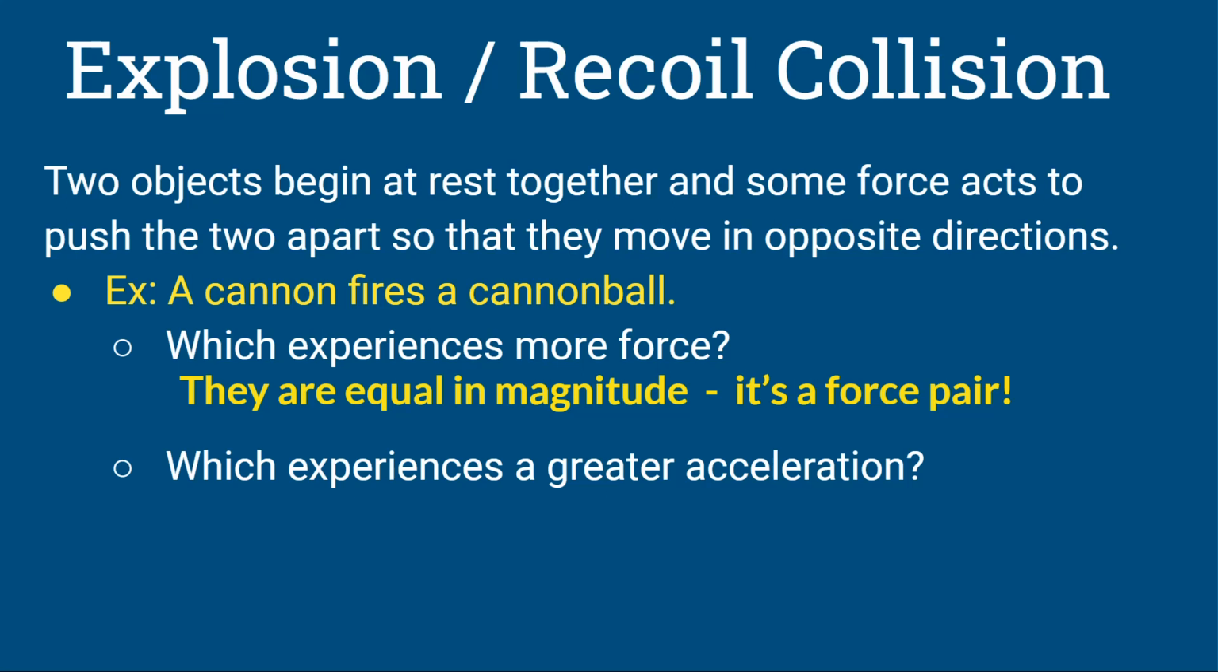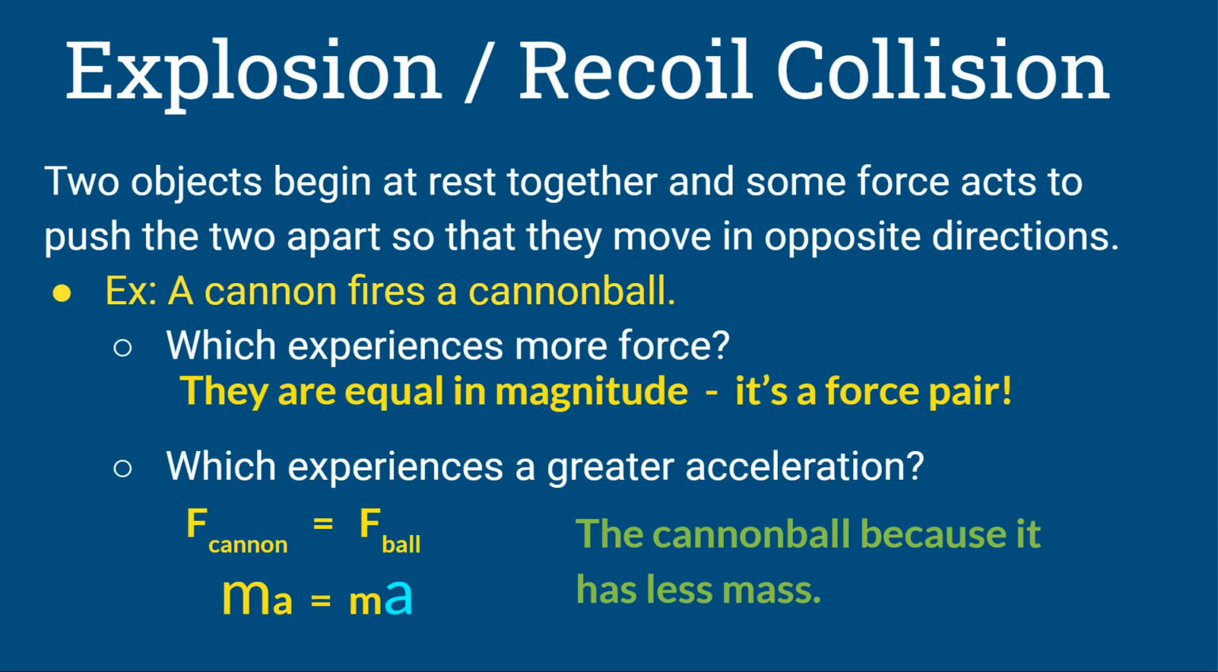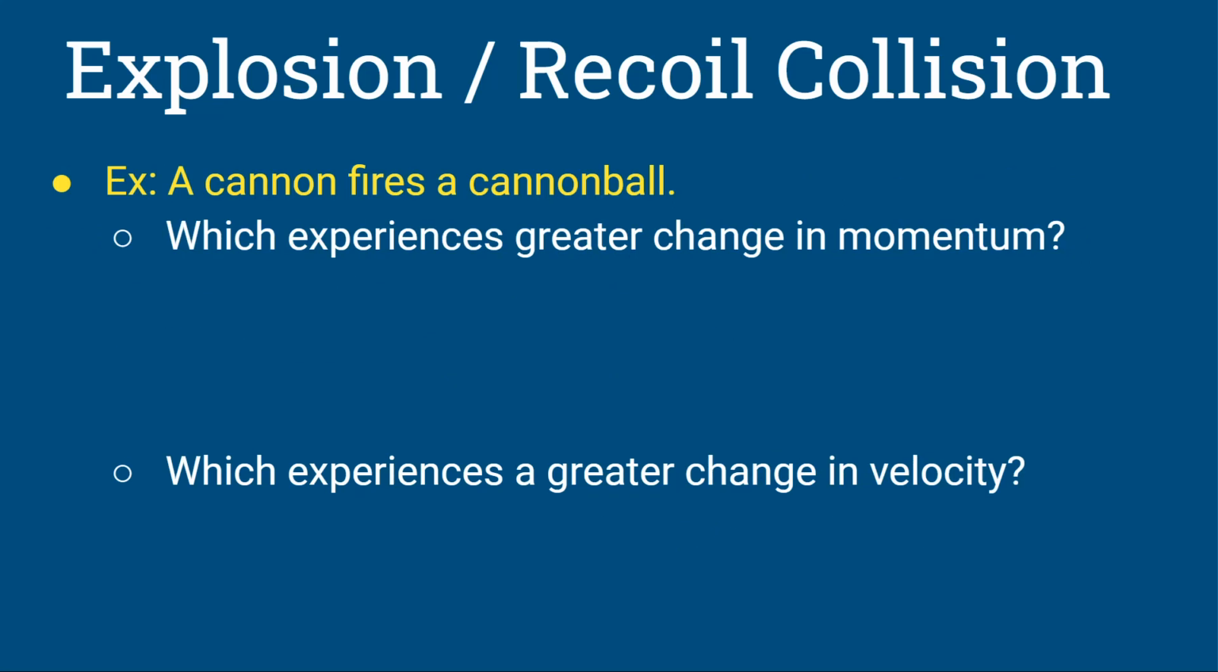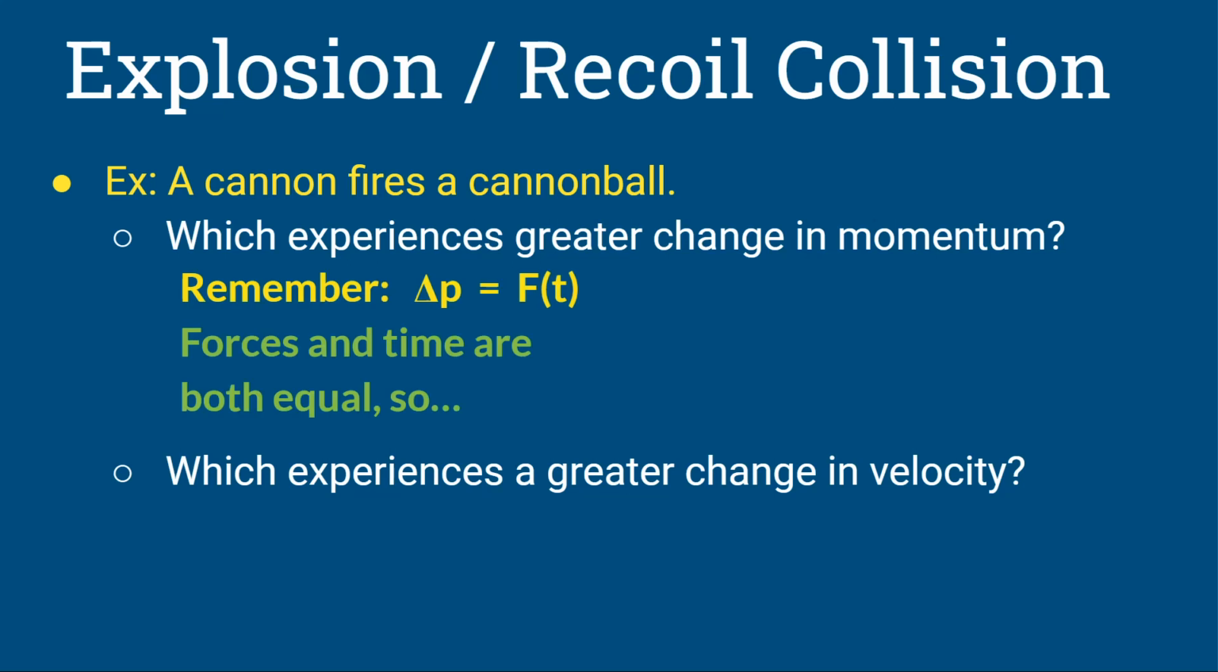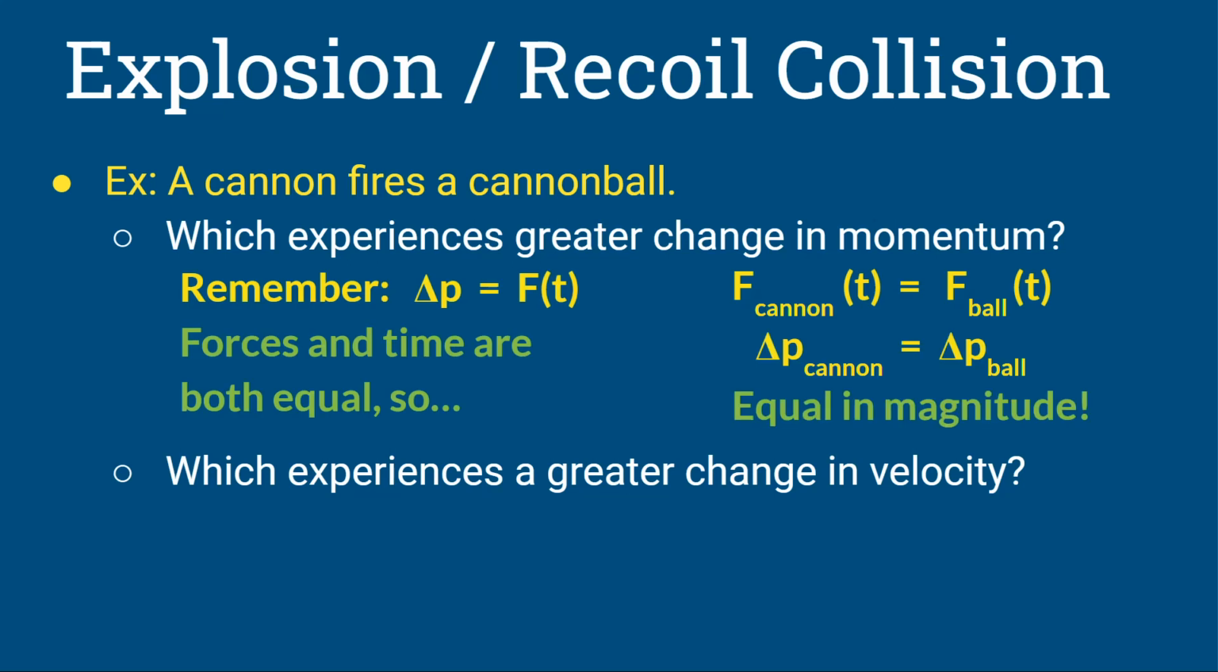Okay, greater acceleration, still the one with less mass, which means in this case the cannonball, because it has less mass than the cannon. What about change in momentum? Which one has a greater change in momentum? Still the same in magnitude. Again, that's law of conservation of momentum. You have to have the same amount before and after. So if one of them gained 50, the other lost it, so that your total remains the same. But they'll be equal in magnitude, equal and opposite.